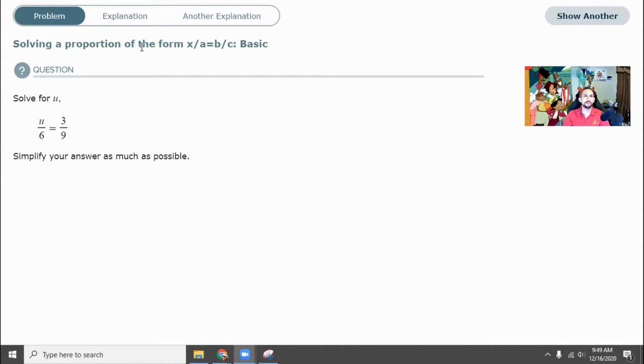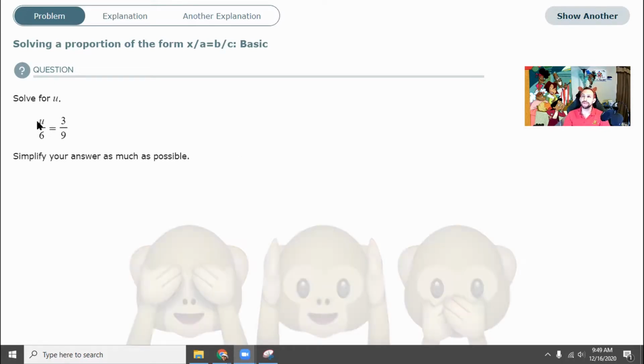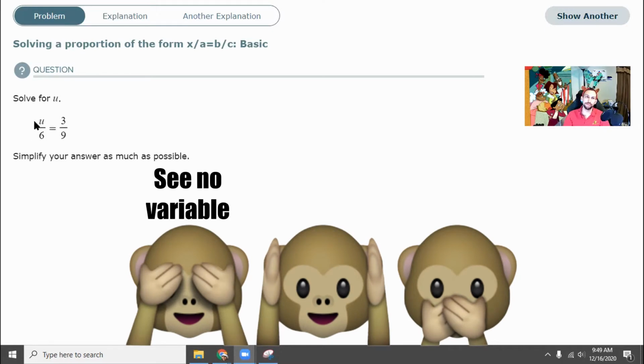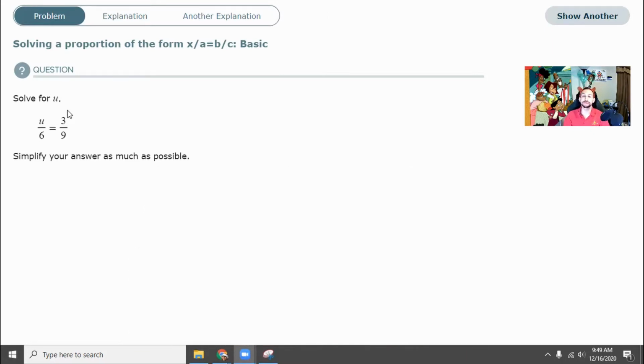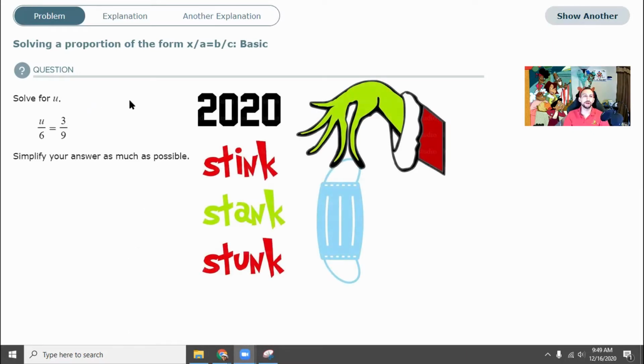We're asked to solve a proportion in the form x over a equals b over c. That's just a longhand way of saying x is in the numerator. They give you what looks like a very difficult problem. Since we have a variable, we'll have some multiplication or division, and we have fractions. These are like your three least favorite things. Some presents indeed for the holidays.